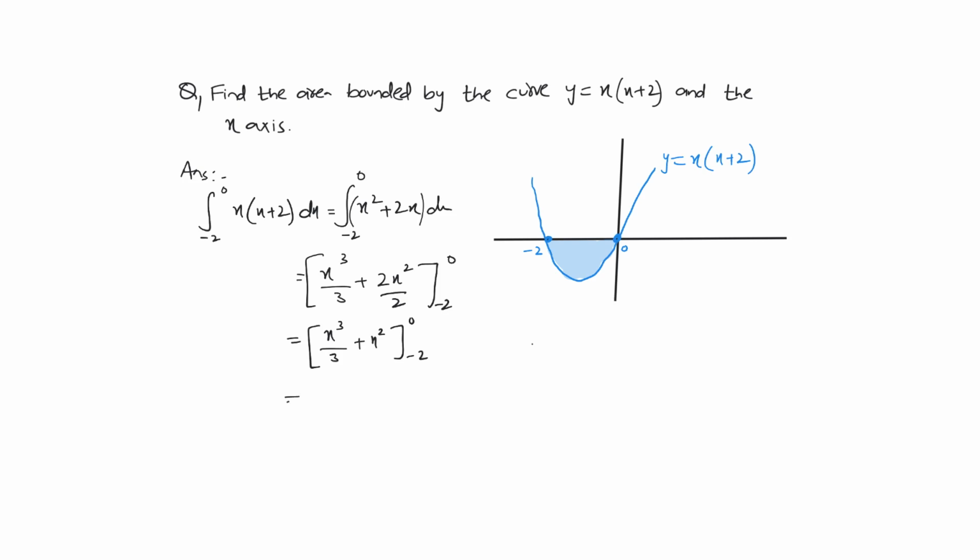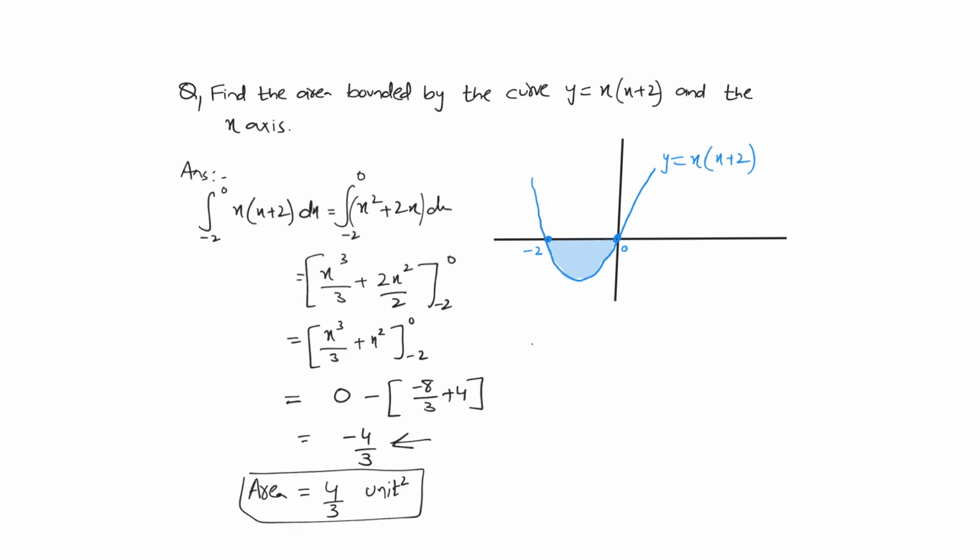Plug in the upper limit first. So when you plug in 0, the entire expression becomes 0. Minus, then plug in the lower limit. So (-2) cubed over 3 is -8 over 3, plus 4. When you simplify this, you get -4 over 3. Now we know that area cannot be negative, so the area is 4 over 3 square units, or unit square. But this negative value implies that the region we are looking at is below the x-axis.